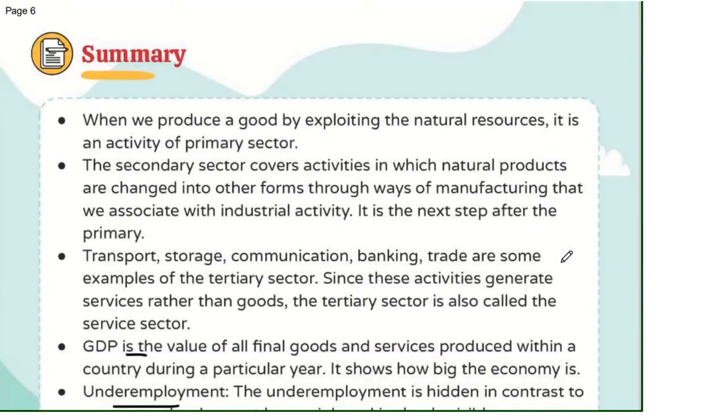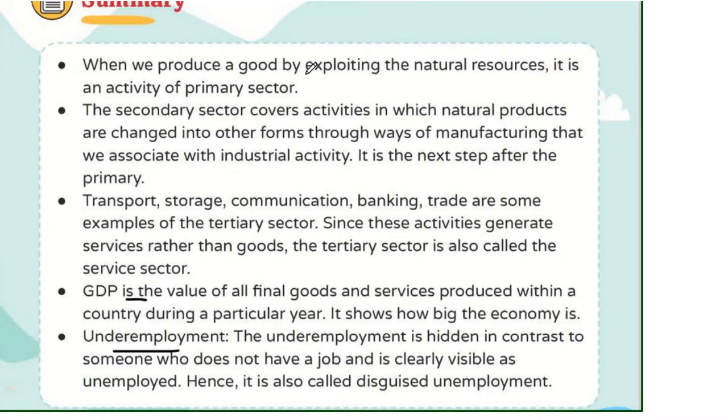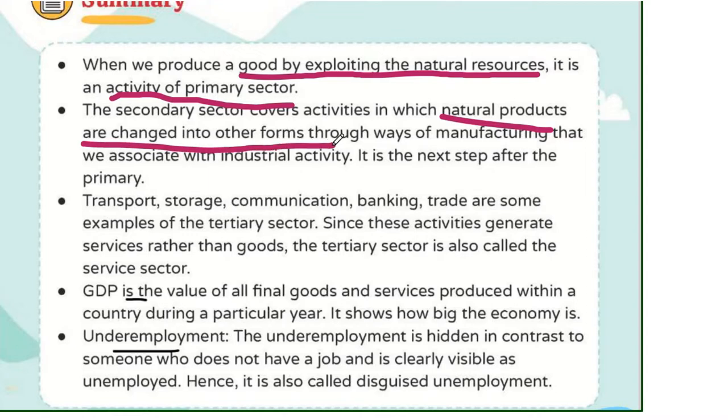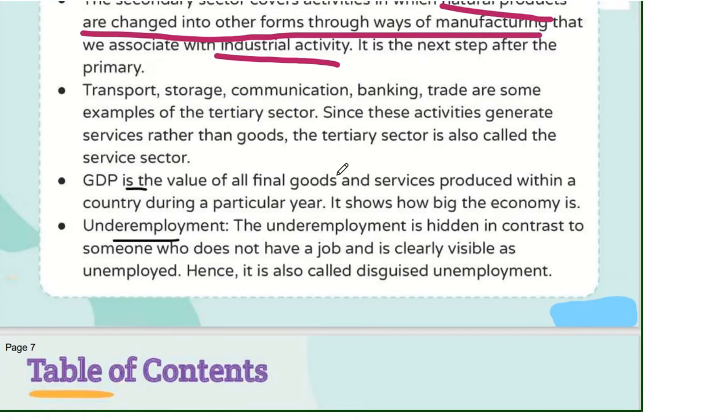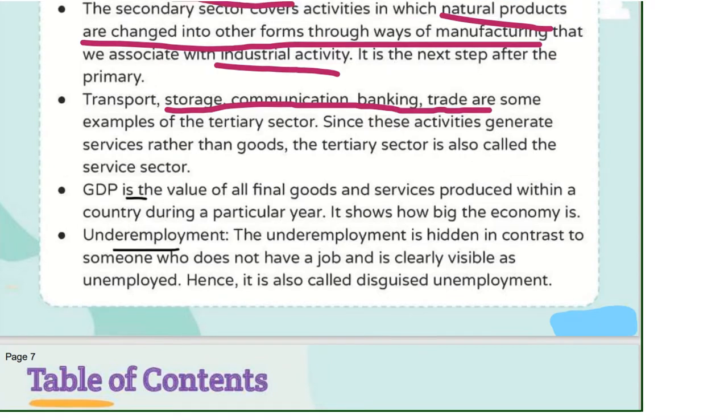Summary. When we produce a good by exploiting the natural resources, it is an activity of the primary sector. The secondary sector covers activities in which natural products are changed into other forms through manufacturing, that we associate with industrial activity. It is the next step after the primary activity. Transport, storage, communication, banking and all are some other examples of tertiary activities. It is also known as the service sector.